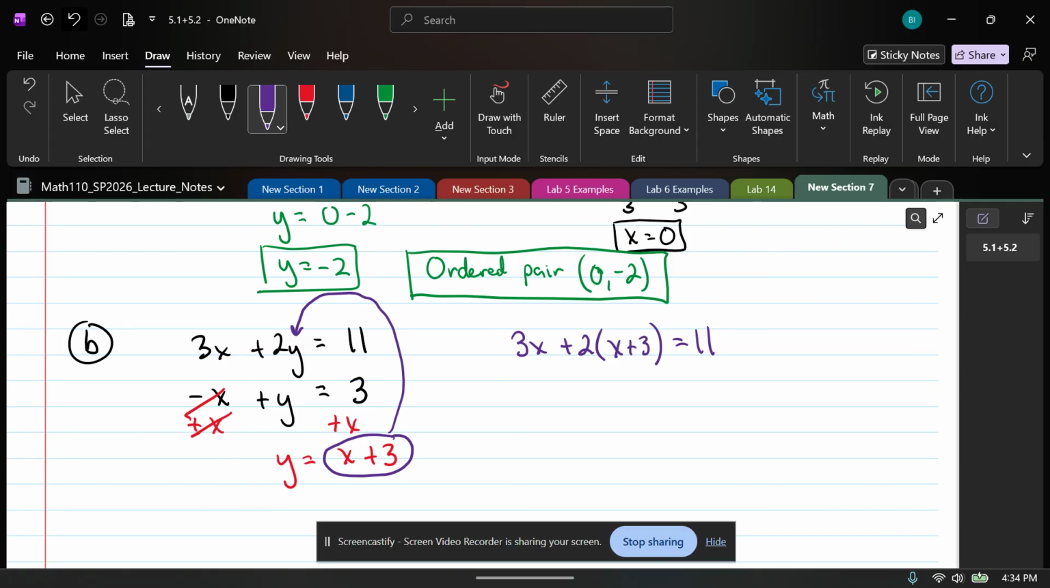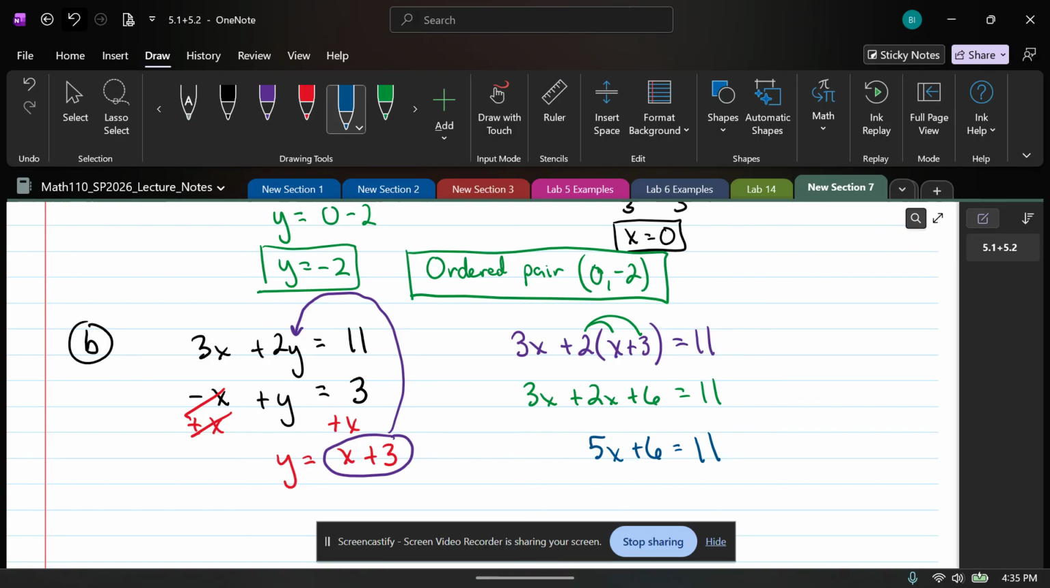Then I'm working that problem to get x by itself, get my like terms combined, all that fun stuff. Okay. So I'm going to distribute the 2. So that's going to give me 3x plus 2x plus 6 equals 11. And then 3x plus 2x is 5x. 5x plus 6 equals 11.